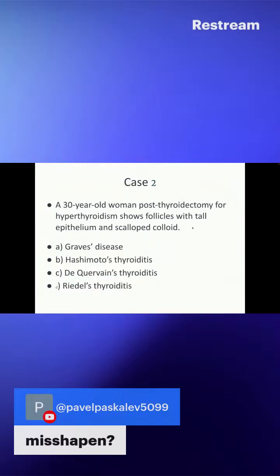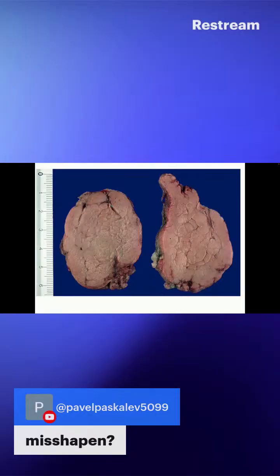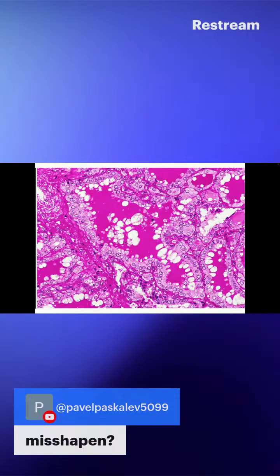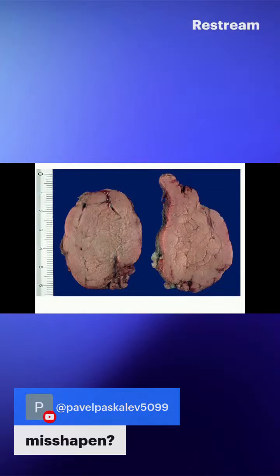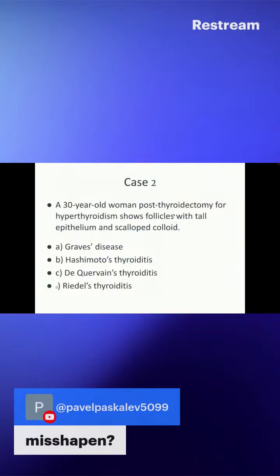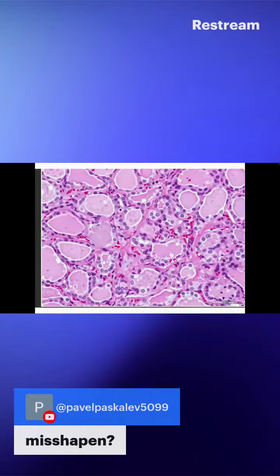Okay, it's okay. So this is the thing that we discussed, which one of your colleagues asked about, which was very smart. This is the scalloping of the colloid, which means that there's this whitish area. It's not very smooth and clear, which means that the thyroid is very active. Yes, exactly. It's Graves' disease.